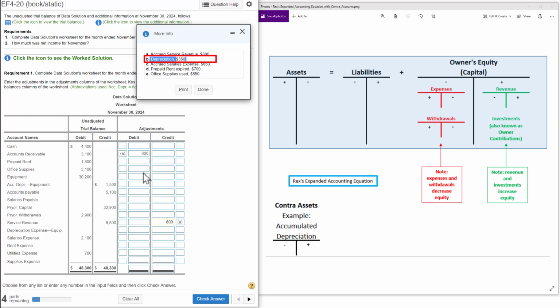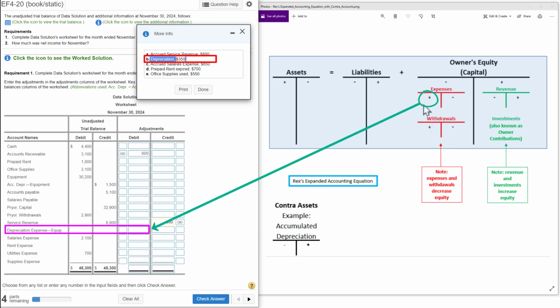So depreciation creates a depreciation expense. How do we increase an expense? With a debit. So for depreciation under the debit, I'm going to put $350.